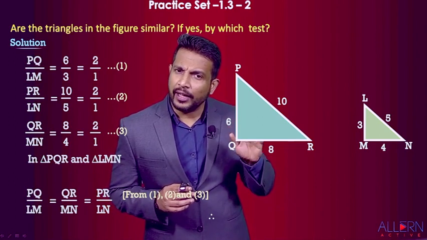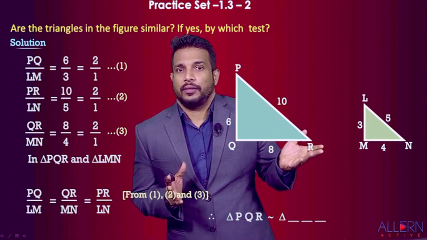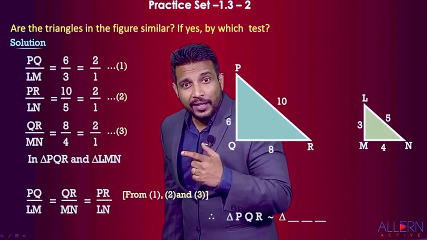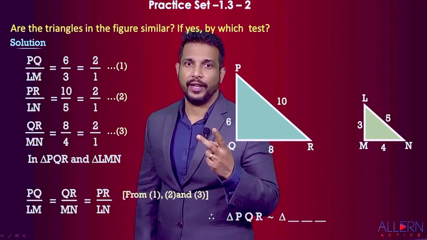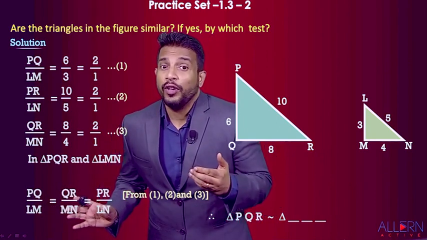Write the name of one triangle. We wrote that as PQR. But we don't know the name of the other triangle. That is not known to us. How do we write that? For that, yes, there are 2 ways of writing it. One, we have already learned, take any 2 ratios. Right? There's one more way of doing it.